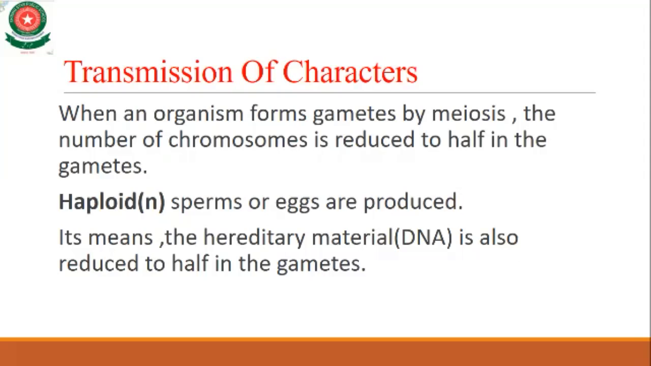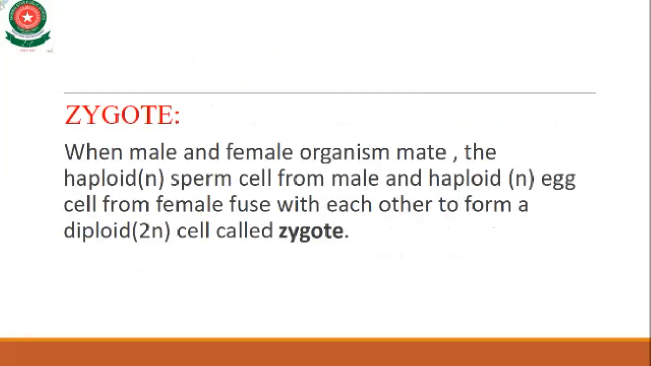When the number of chromosomes is reduced to half, haploids are formed. Haploid is denoted by small n in sperms or eggs. So the hereditary material in DNA is also reduced to half in the gamete. When a zygote is formed, when male and female organisms mate, one haploid sperm from the male gamete and one egg from the female fuse, and they form a diploid.